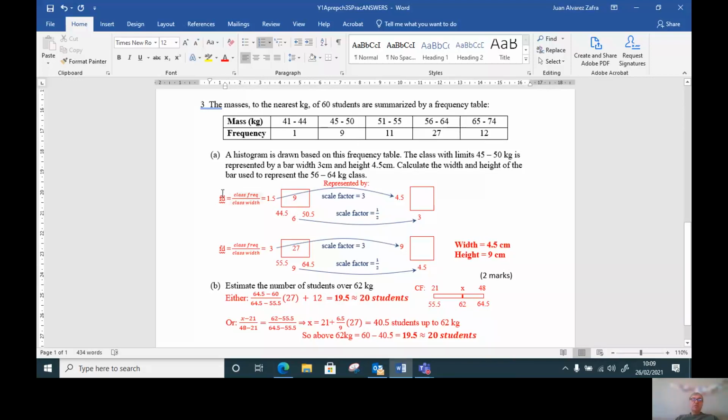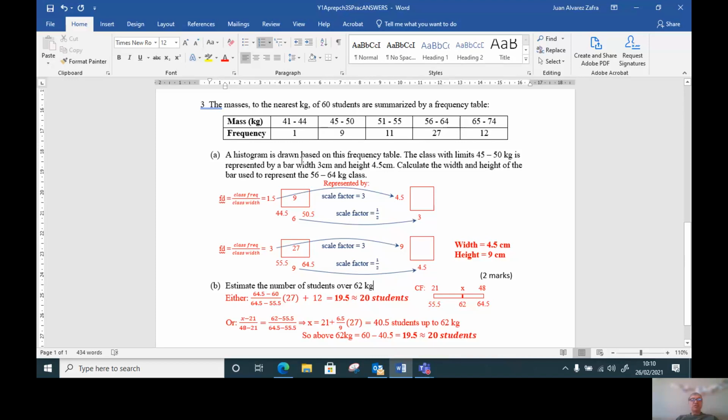Now, if we use the fact that the class frequency gives the area, that means that the frequency density, the height of the bar, needs to be the class frequency divided by class width. So what's the class frequency for the 45 to 50? It's 9. What's the class width? It's 6. 9 divided by 6 is 1.5. So the frequency density, the height of the bar, you'd expect to be 1.5. And you can check that 1.5 times 6 is 9, so the area is representing the frequency.